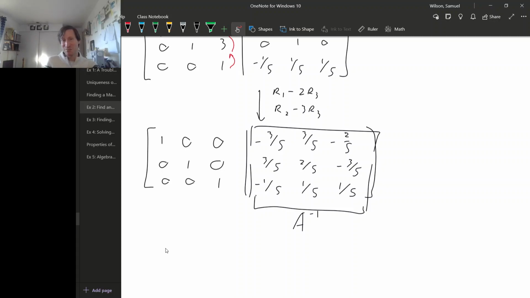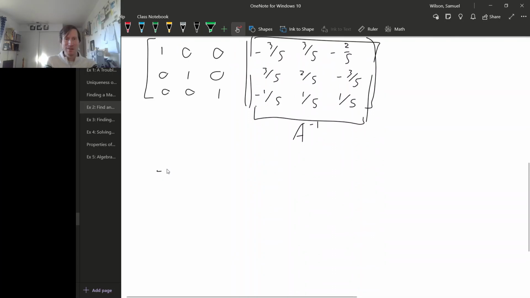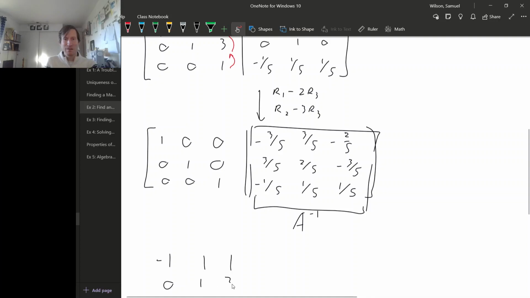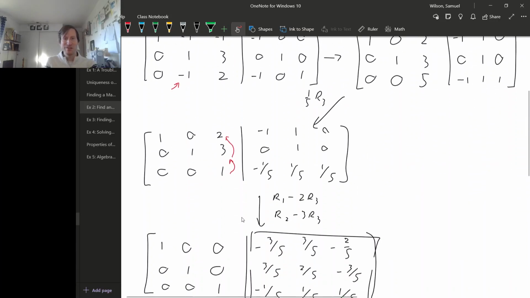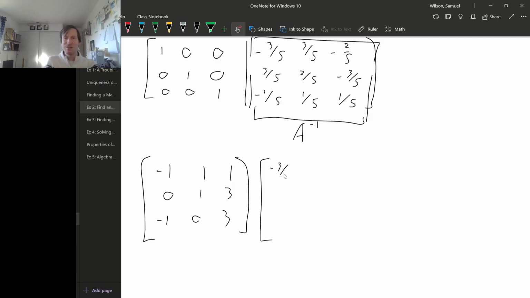All right, well, the proof is in the pudding. Let's actually check. Let's multiply things out and see if we get the identity matrix. So our original matrix was minus 1, 1, 1, 0, 1, 3, minus 1, 0, 3. Okay, and our supposed inverse is minus 3/5, 3/5, minus 2/5, 3/5, 2/5, minus 3/5, minus 1/5, 1/5, 1/5.